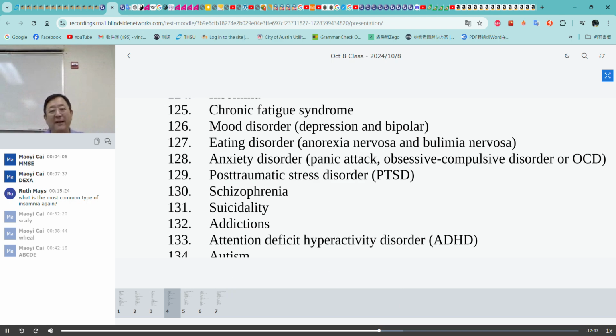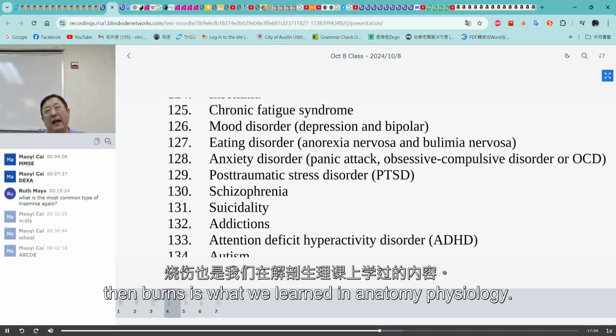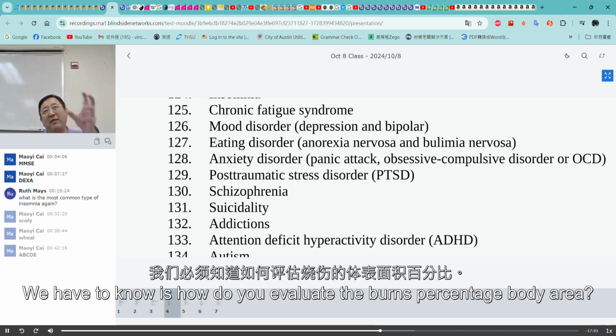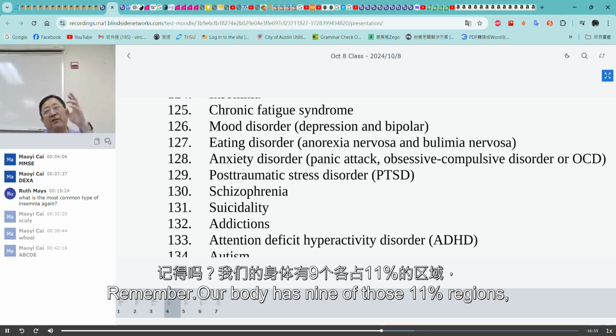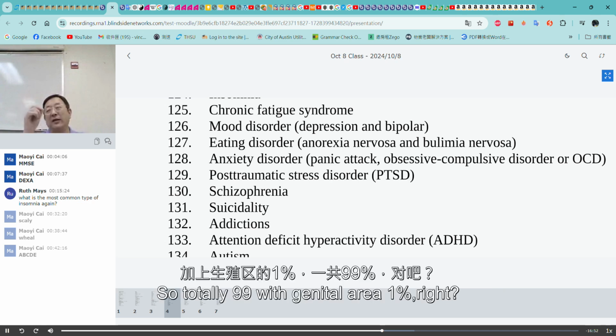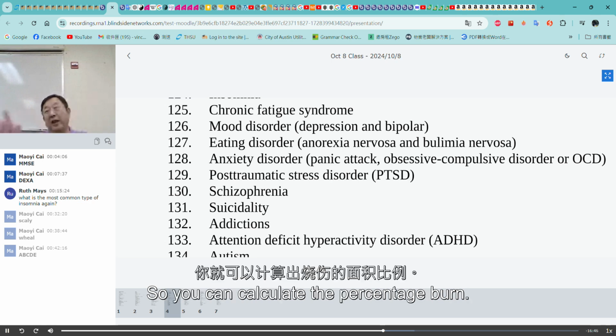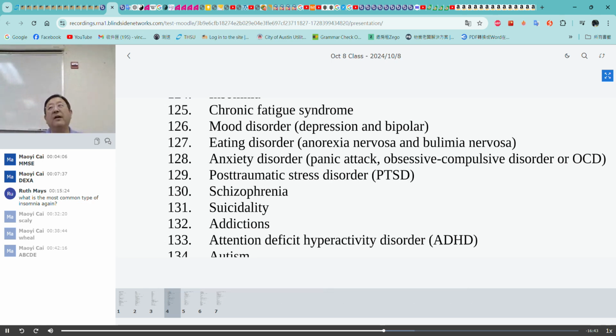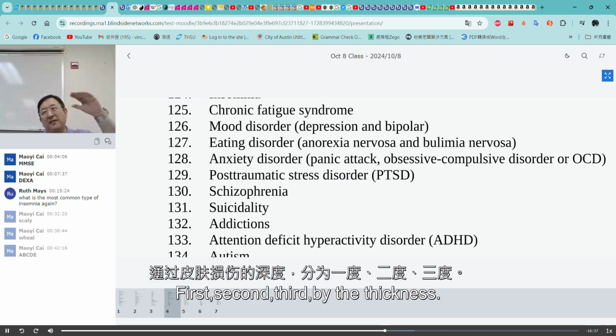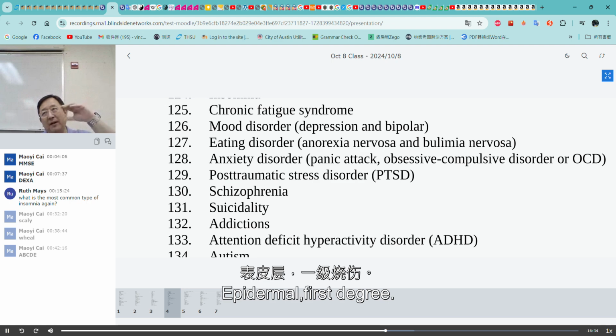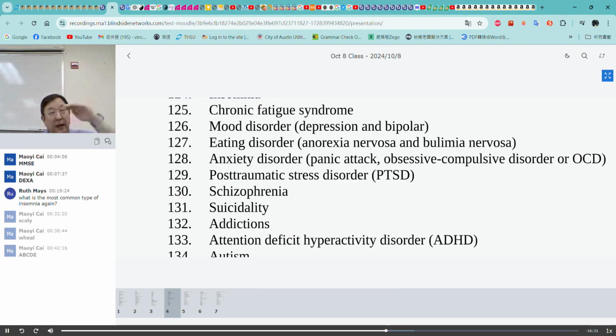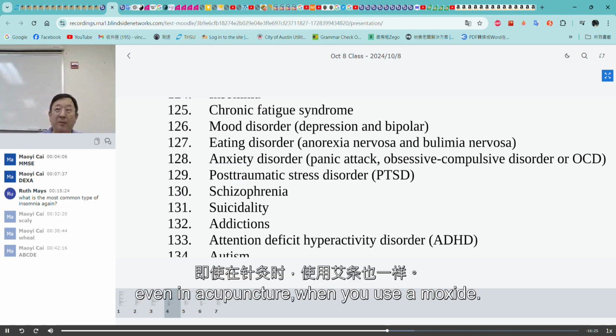In addition to heat, right? And then burns is what we learn in anatomy and physiology. You probably have to know how you evaluate the burn percentage of body area. Remember, our body has 9 regions of 11%, right? So totally 99, with the genital area 1%. So if they say this area is burned, you can calculate the percentage burned. And the burns also have another thing, the degree. First, second, third by the thickness. Epidermal, first degree. Dermis affected, second degree. Hypodermis affected, third degree.